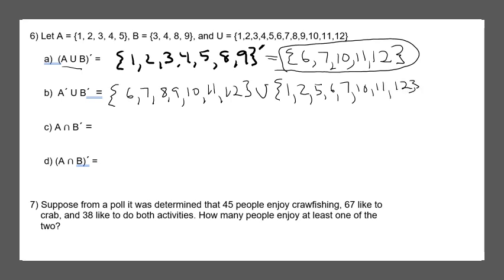When I join these together, notice I have 1, 2. Trying to put this in order. 1, 2. I don't need a 3. Do I have a 4? I have a 5 and a 6. 7, 8, 9, 10, 11, 12.